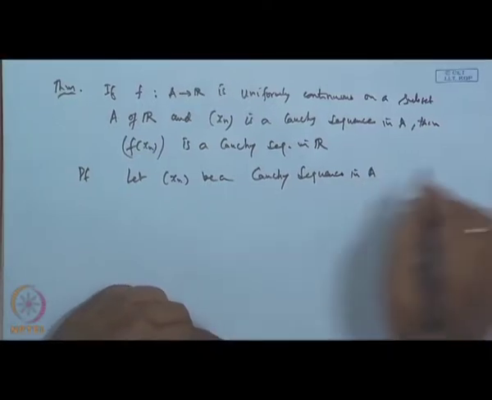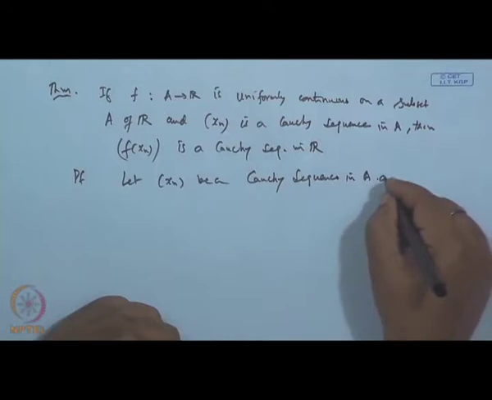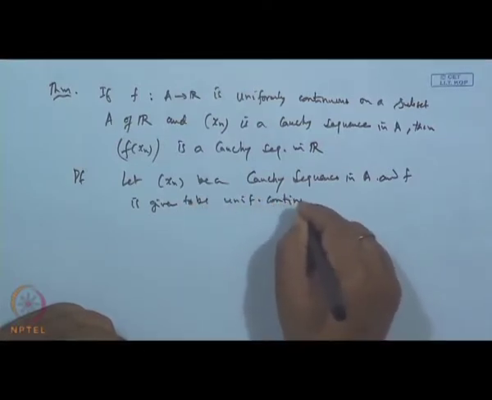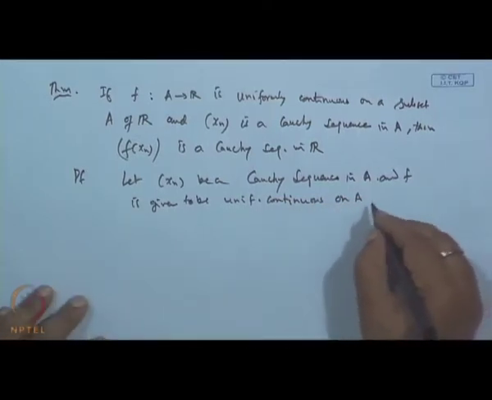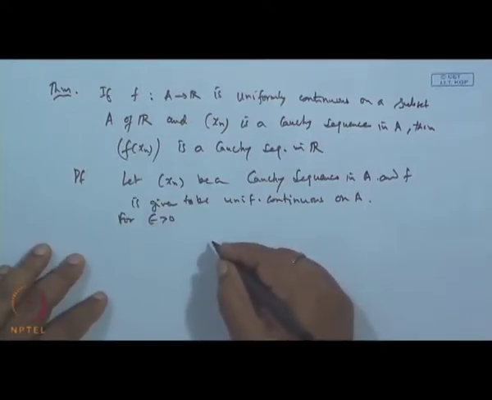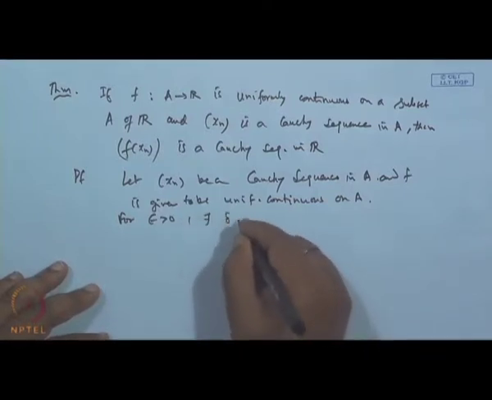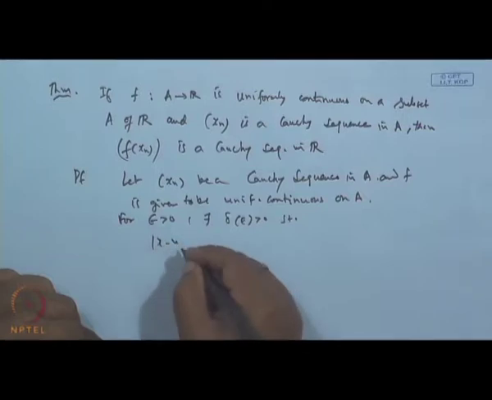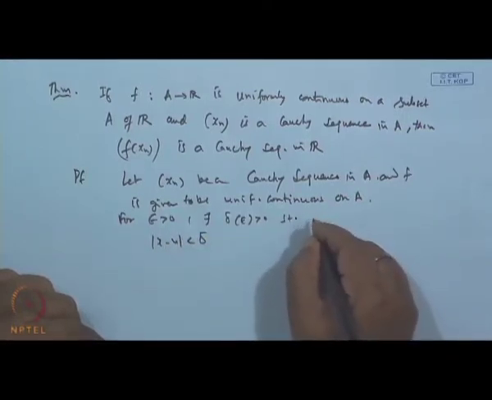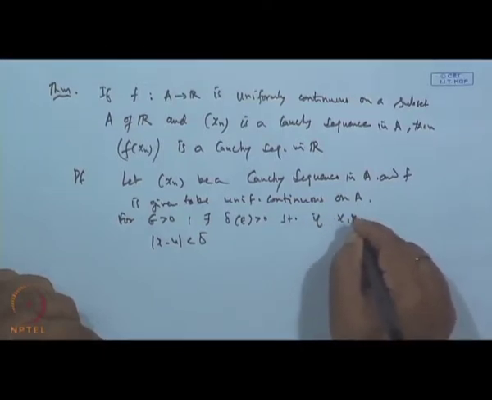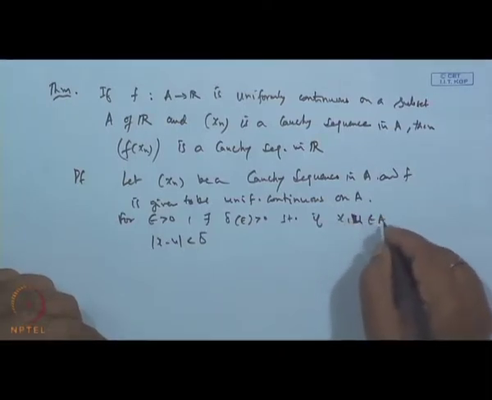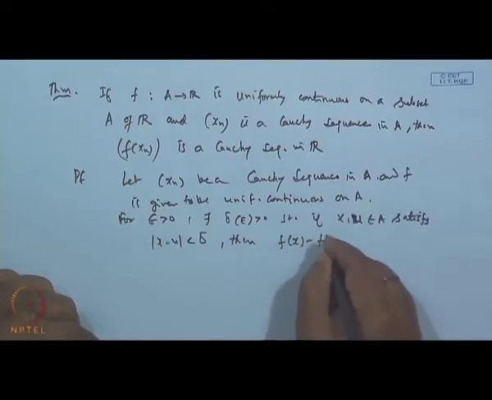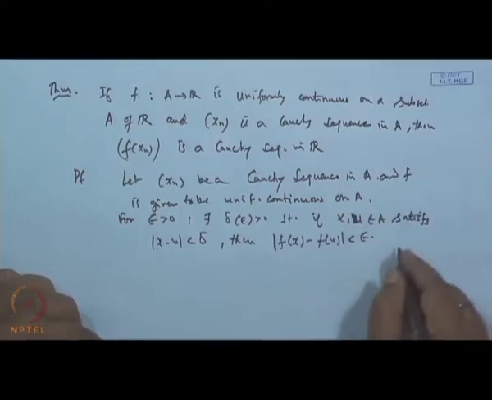We wanted to show that f is given to be uniformly continuous over A. So, by definition of continuity, for a given epsilon greater than 0, there exists a delta which depends only on epsilon, such that if x, u belong to A and satisfy the condition mod x minus u is less than delta, then mod f of x minus f of u is less than epsilon. Let this be 1.